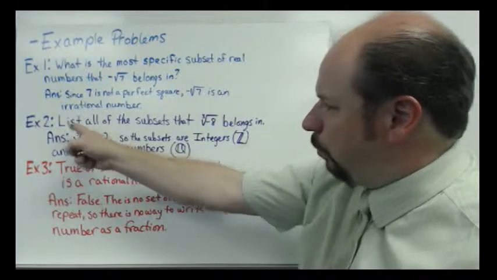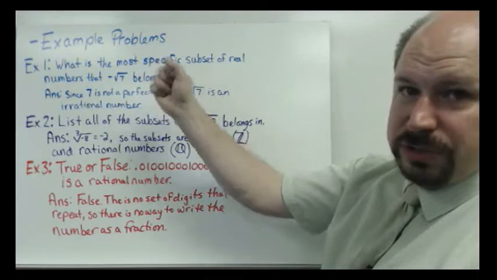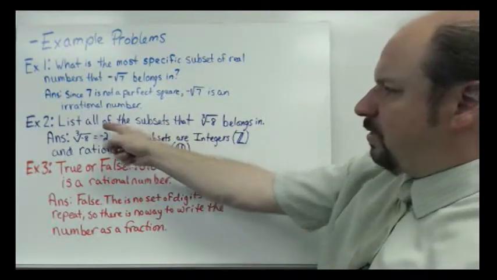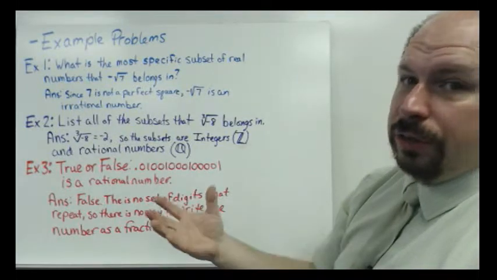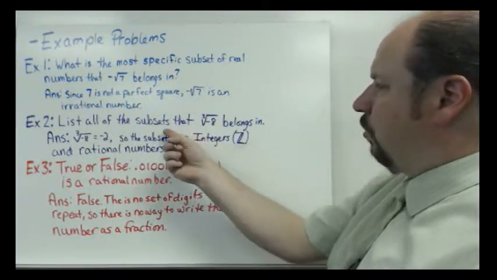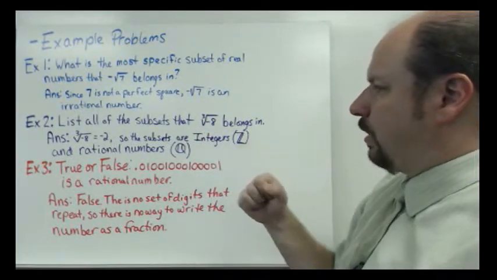Okay, example 2. List all of the subsets. So notice in the last one it said the most specific, so we're just listing one if it says the most specific. If it says list all, we're going to find all of them that the particular number is in and list all of them. So list all of the subsets that the cube root of -8 belongs in.